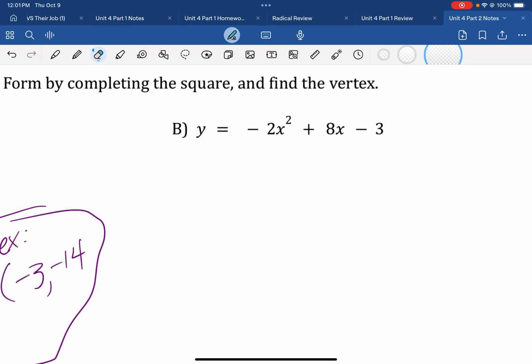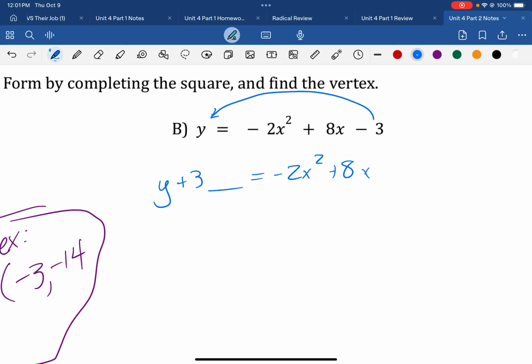So I'm going to follow the same type of thing. I'm going to move my 3 over like so. So it's y plus 3 blank equals -2x squared plus 8x blank. Same thing. The only difference now is I have to deal with this -2 because that can't be there. So if I don't like this -2, I'm going to divide by -2 to get rid of it. And that is legal to do as long as I divide everything by -2.